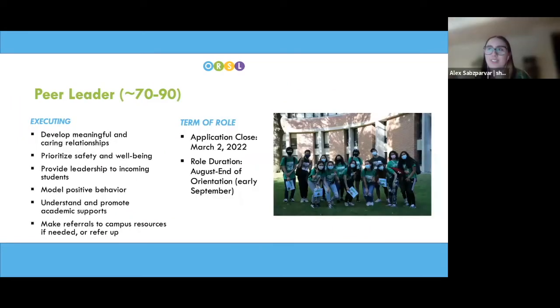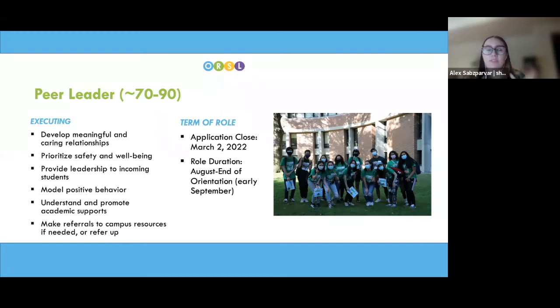Okay, so I'll start us off with the peer leader role. Some of you may also hear it called in other colleges an orientation leader, for example, as it really is focused during the orientation period. So as Jared showed in the previous slide, it was the end of August, early September time for orientation. So what does this job or this position look like?